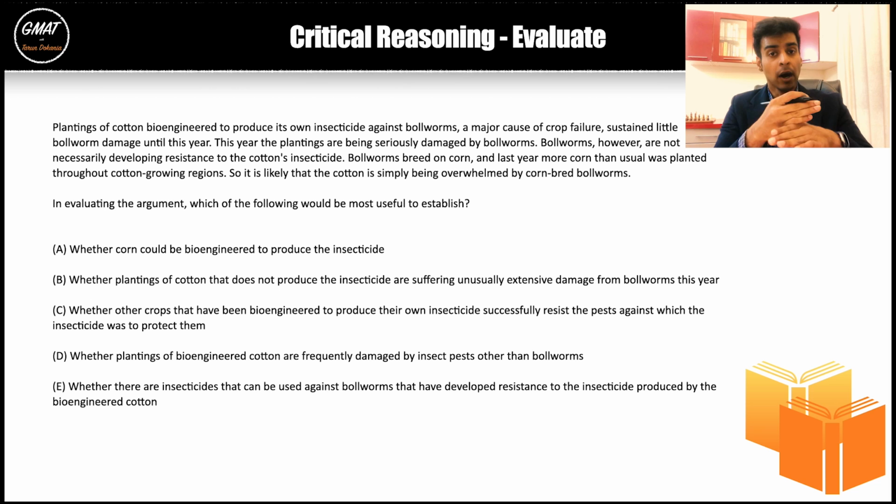It agrees. But if normal cotton is not being affected unusually this year, if there isn't an unusual amount of damage caused to normal cotton this year, then there must be something wrong with the genetically modified cotton. In that case, bollworms cannot be the answer. The population spike in bollworms cannot be the answer. Which tells me that if the answer to B is known, I can at least rule out one possible problem with the argument. So it does evaluate the argument.